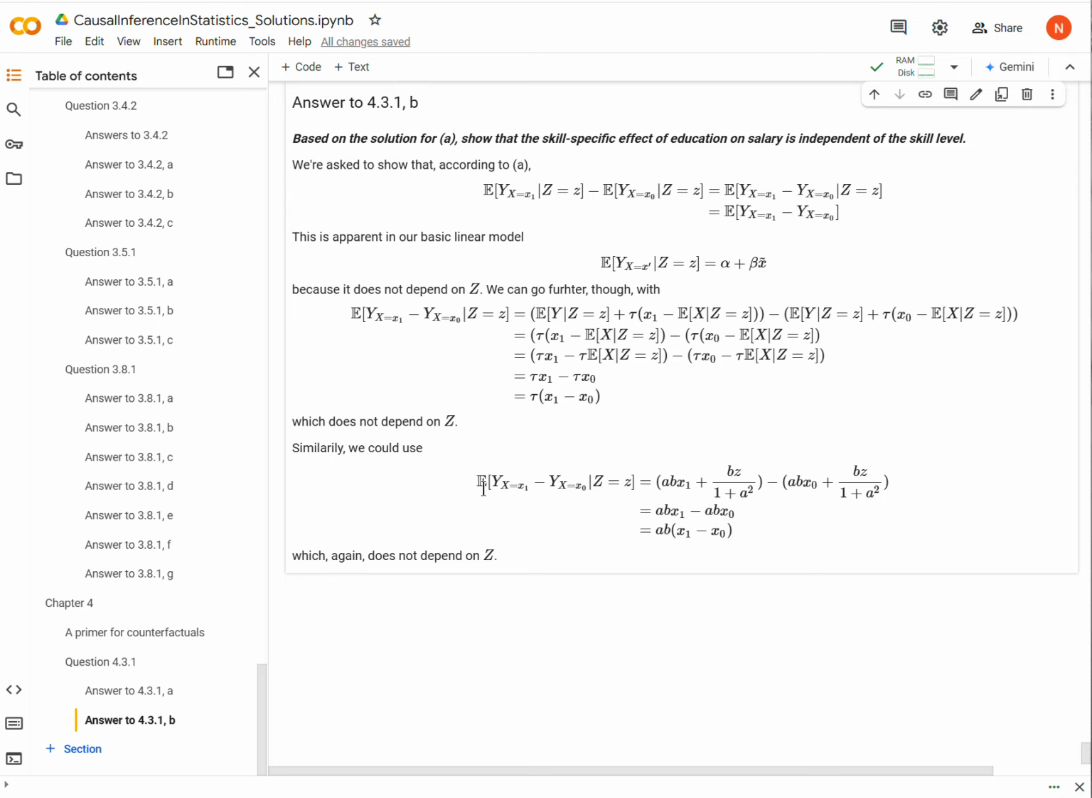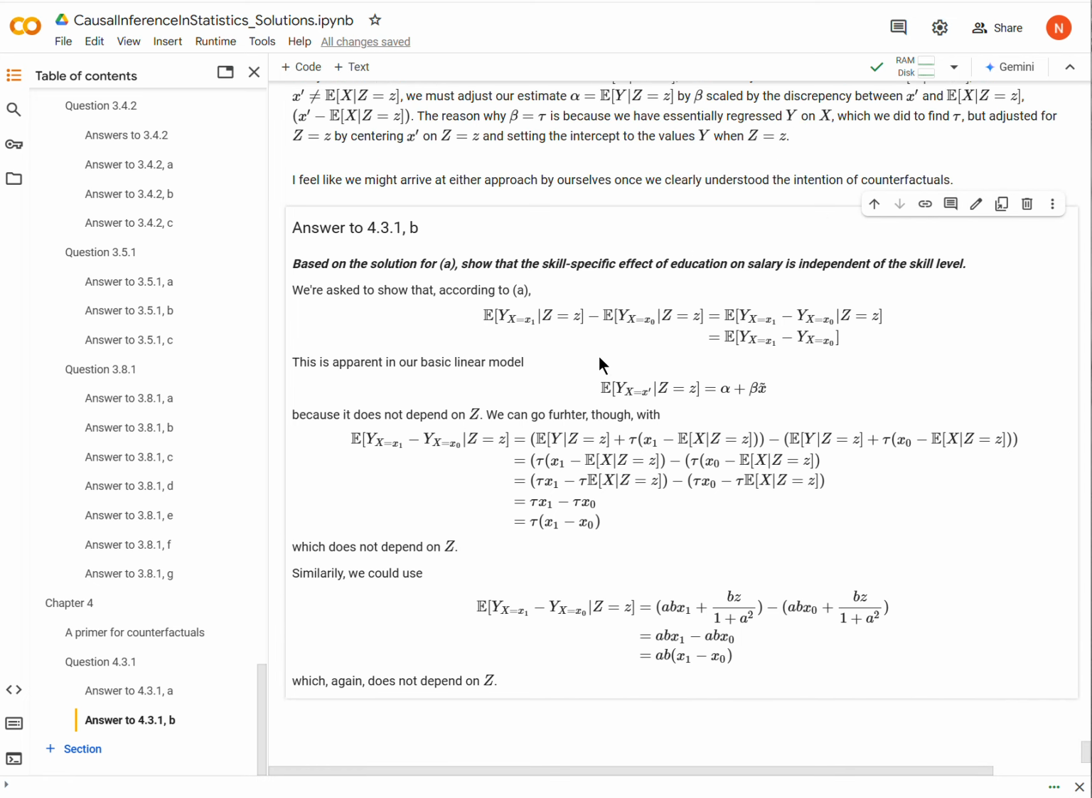We could also use the specific case here, and it's the same thing. So we have this expression minus this expression, and we notice that they both have this in common, so that falls out. So now we have a b x1 minus a b x0, and already, there's no z in here, and so it does not depend on z, and so it's independent of z. Okay, all right, we'll call that good.